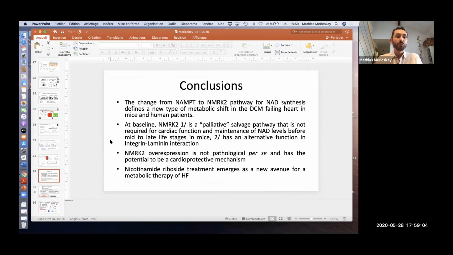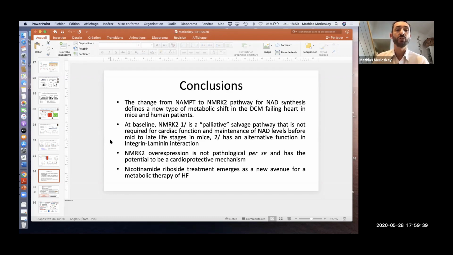To summarize our results, we have seen changes in the AMPT2 and NMRK2 pathway for NAD synthesis, and we think that they define a new type of metabolic shift in the DCM failing heart in mice and in human patients, as I showed you. What we have shown is that at baseline NMRK2 is, I think, a palliative salvage pathway that is maybe not required for cardiac function and maintenance of NAD levels before mid to late life stages in mice, but it has an alternative function in integrin-laminin interaction, obviously, at slightly earlier ages.